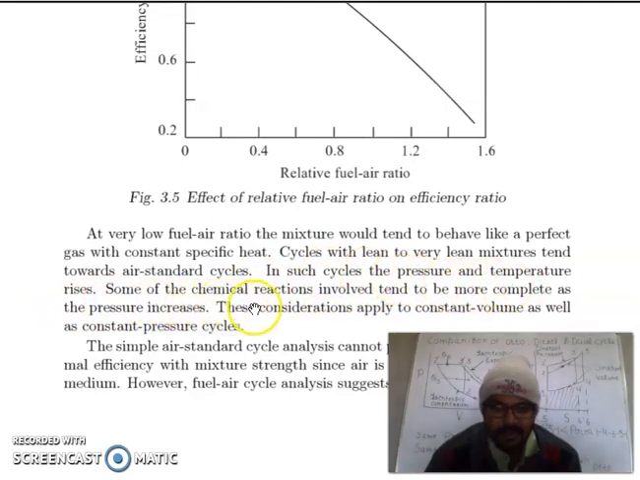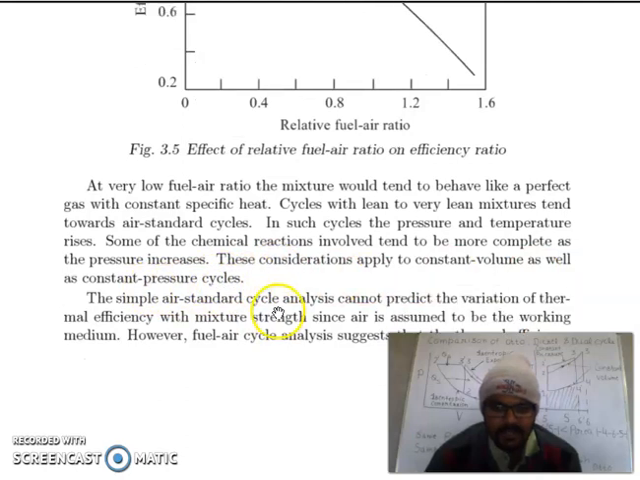Some of the chemical reactions involved tend to be more complete as the pressure increases, because most of the reactions occur at higher pressure. We have two conditions for a reaction to occur: we need pressure and high temperature. So if the pressure is higher, the reaction tends towards completion. These considerations apply to constant volume as well as constant pressure cycles.